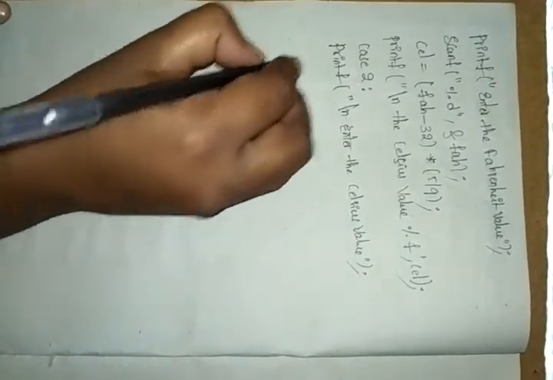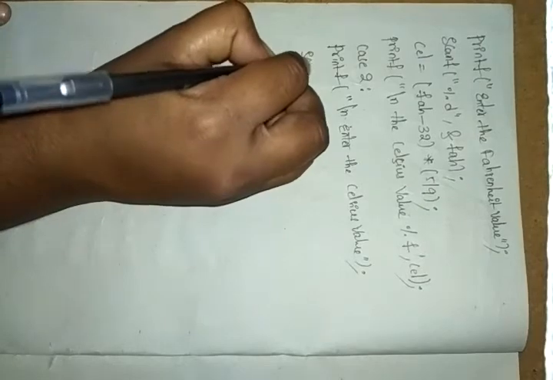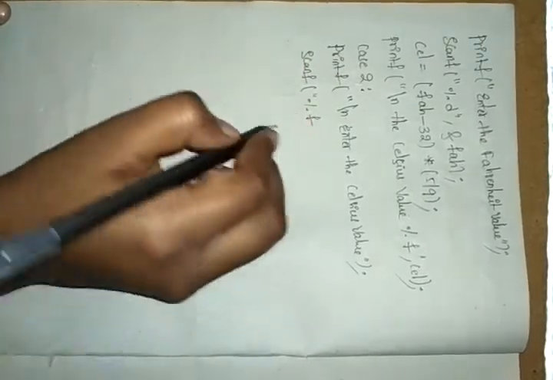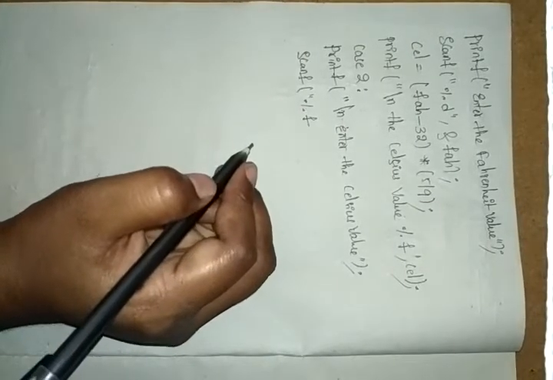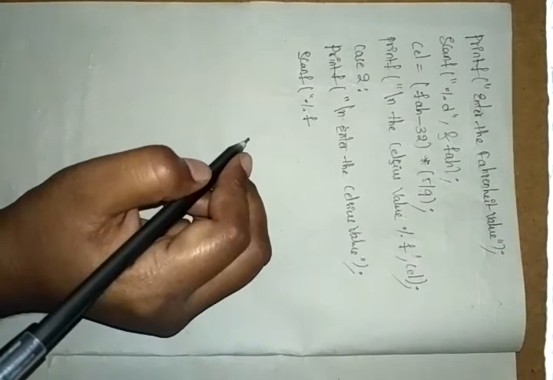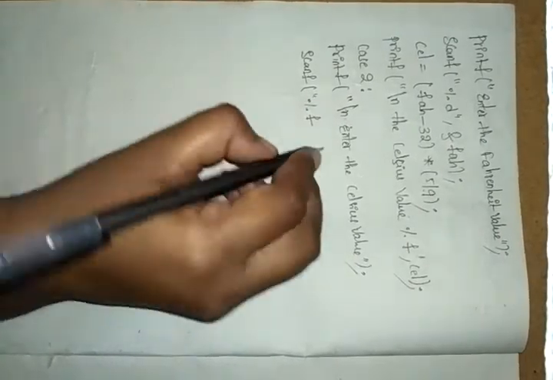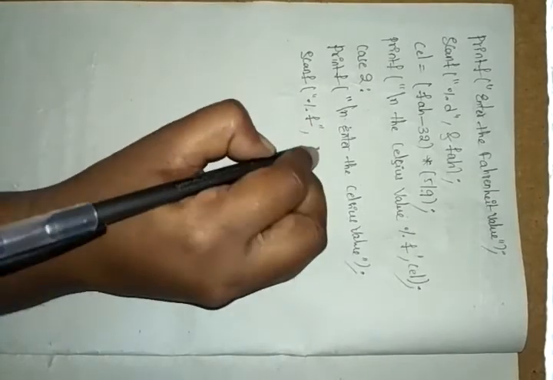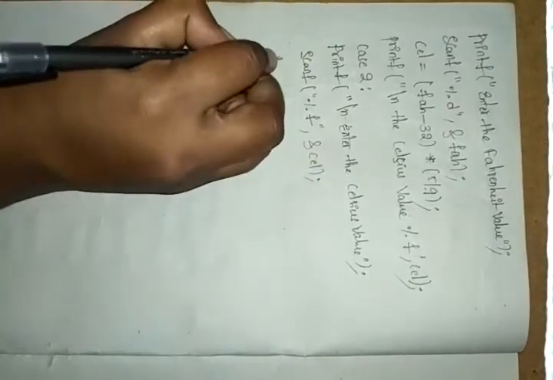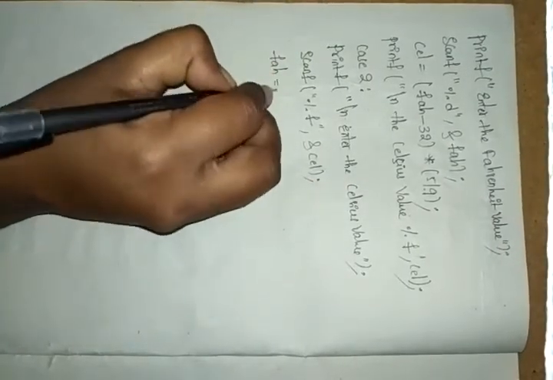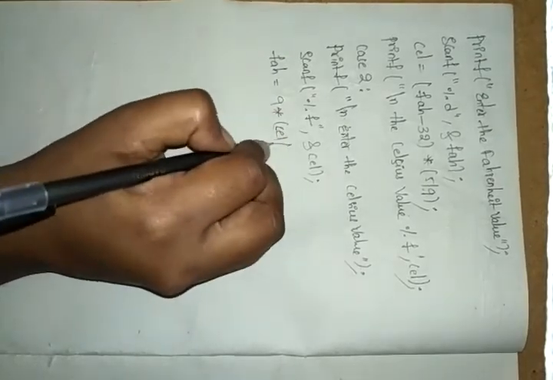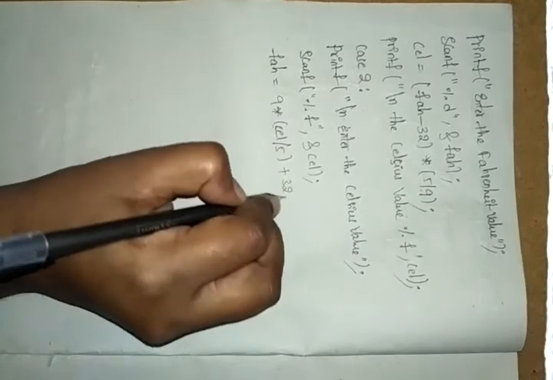Okay, and then go to the scanf. In this I am taking the %f, which means floating values, including the decimal values. %f, comma, Celsius. And next here you have to find the Fahrenheit value with 9 into Celsius by 5 plus 32.